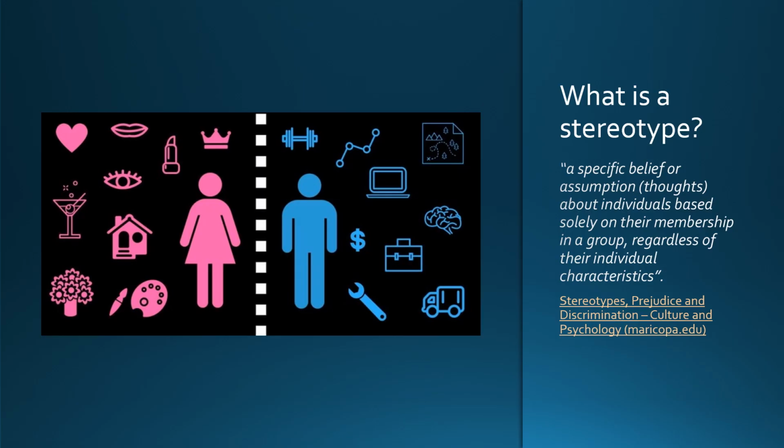What's a stereotype? Stereotype is the belief portion of prejudice. It's a specific belief or assumption, the thoughts that you have about individuals based completely on their membership in a group, regardless of their individual characteristics. And the example I used in the picture to the left is we tend to stereotype men as doing certain things and women as doing certain things. So we assume that if we see a man, he must do these things without looking at that person individually.